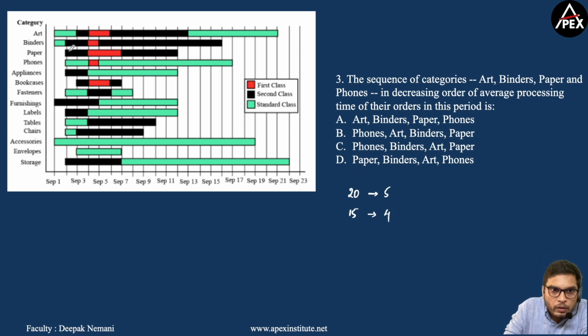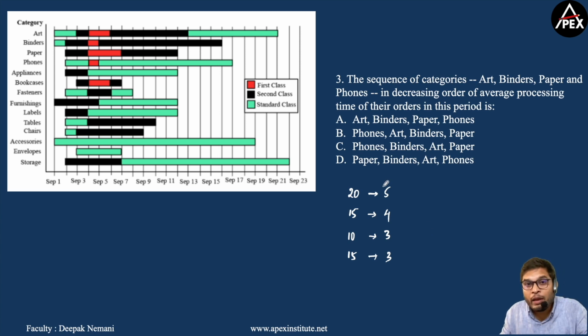Now coming to paper, starting on September 2nd and ending on September 12th. So in these 10 days, a total of 3 orders were processed. And coming to phones, September 2nd to September 17th. So in these 15 days, 3 orders were processed. So the average processing time of orders of art will be total number of days divided by total number of orders, which is nothing but 4 days.